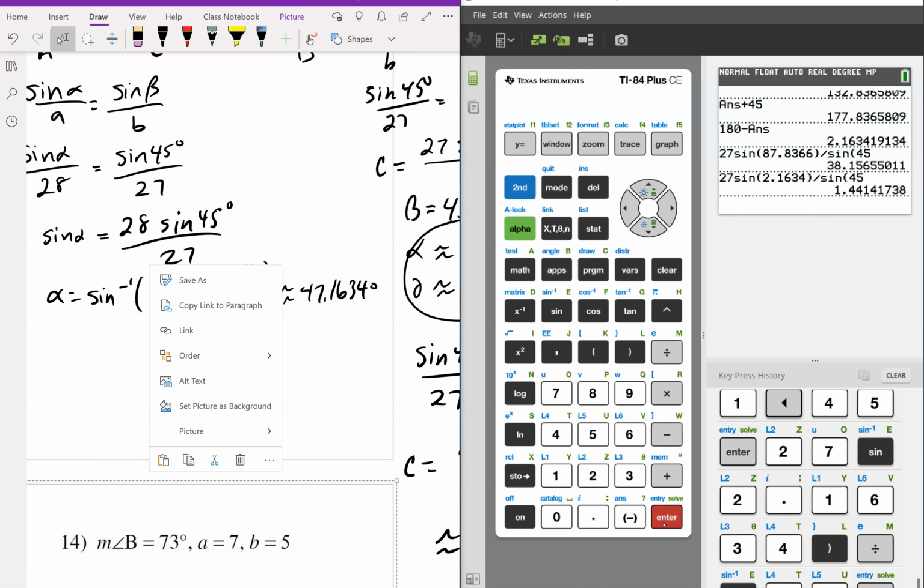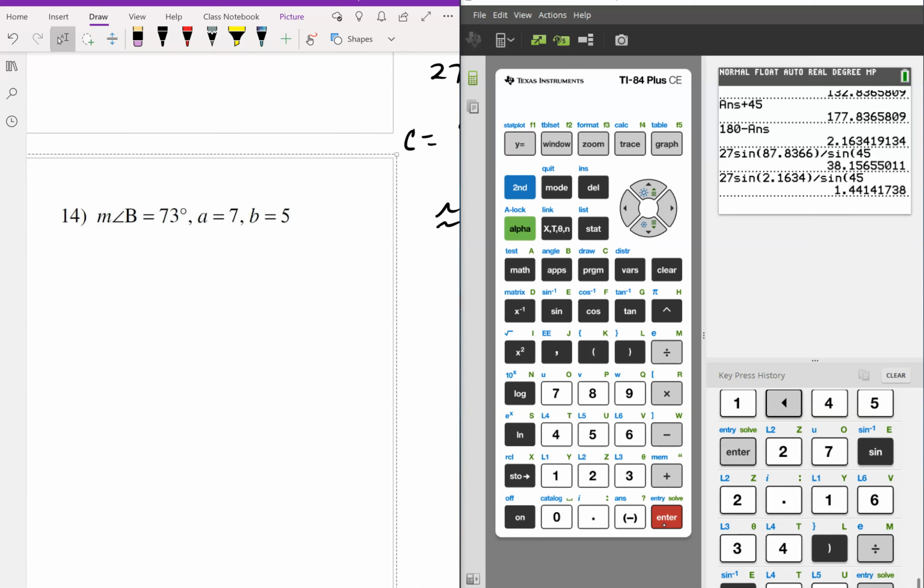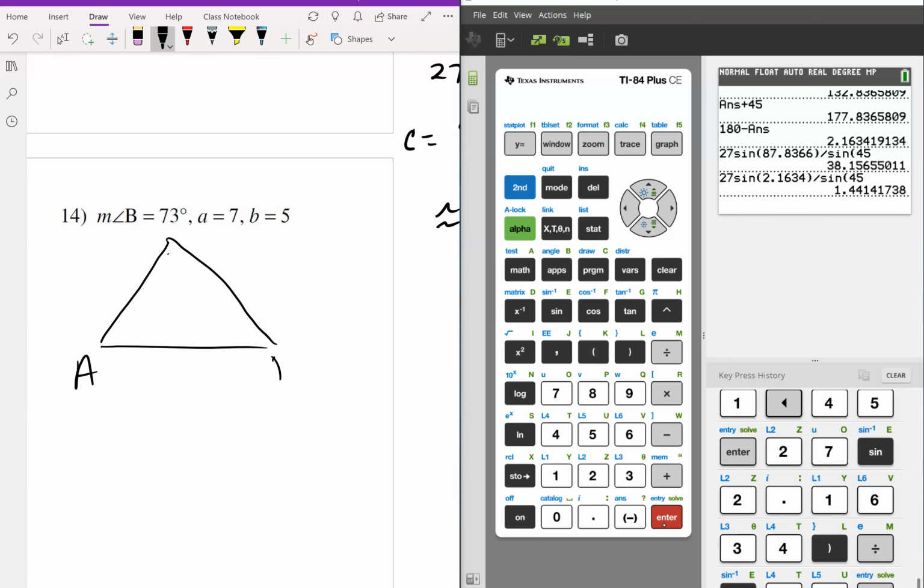All right, let's see if we can get one where maybe we either only get one triangle or we don't get any triangles. Let's look at 14 here, where we have measure of angle B is 73, A is 7, and B is 5. So if I do A, B, C, again, it doesn't really matter where you put the letters as long as you put everything in the triangle the way it's supposed to go. 73 degrees was the measure at angle B, 7 is A, 5 is B. Need to find alpha, gamma, and C.